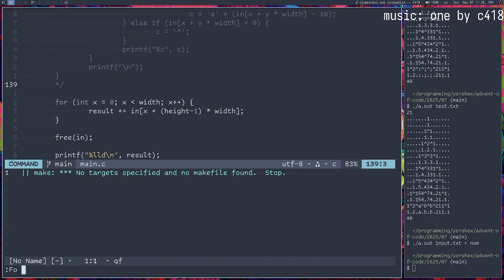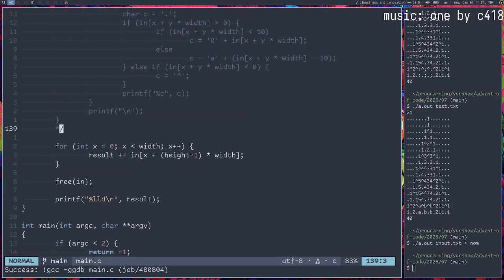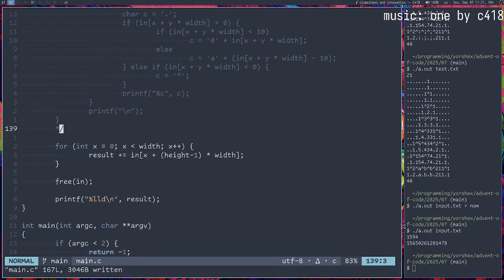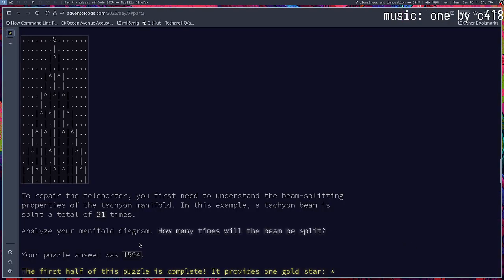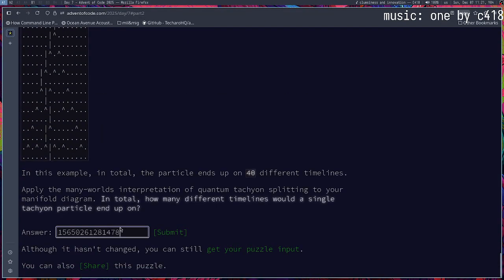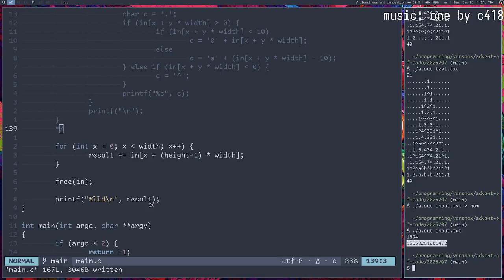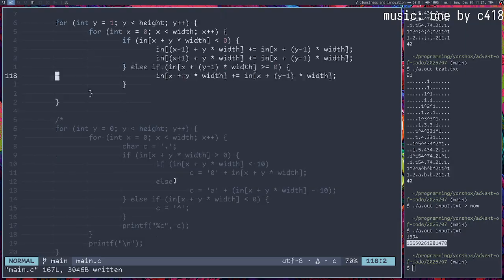I accidentally exited Vim, now I have to write this command. So yeah, now we printed it and finally, ooh, I was so scared. This is so cool.